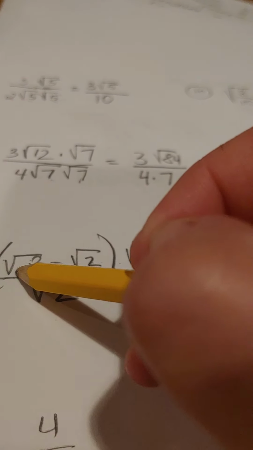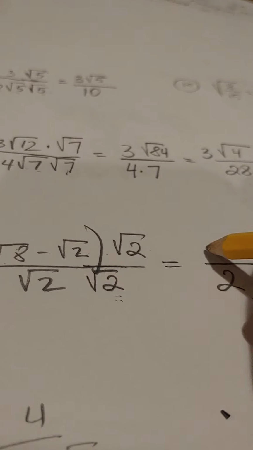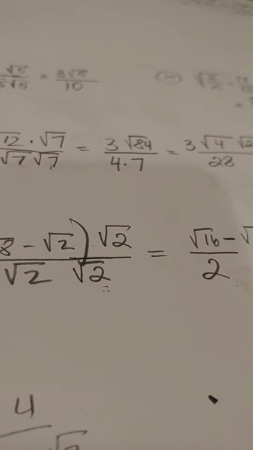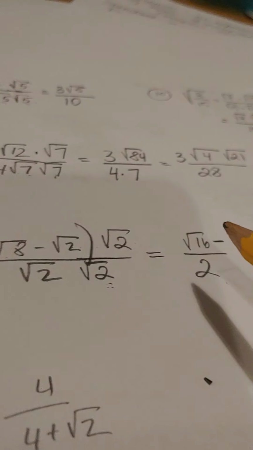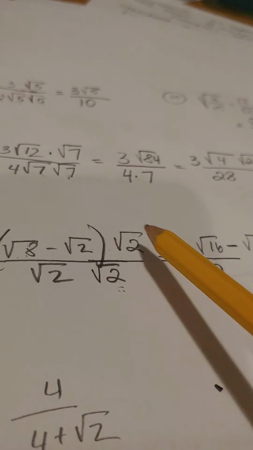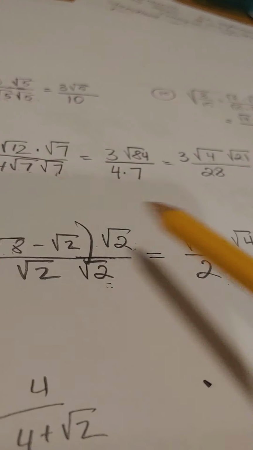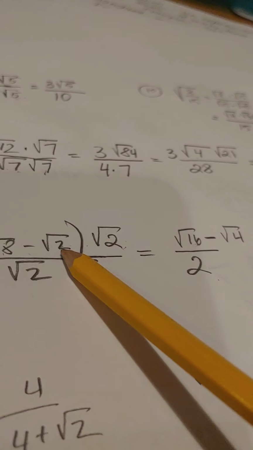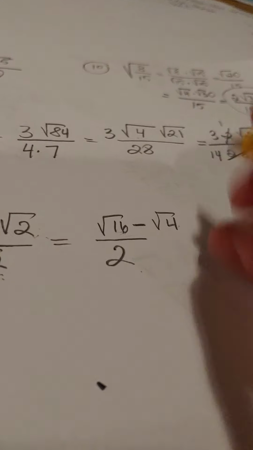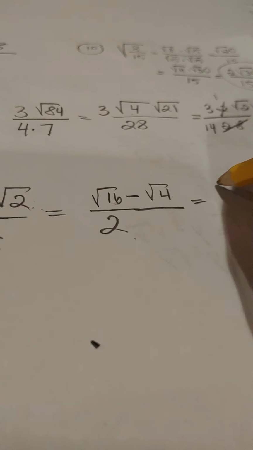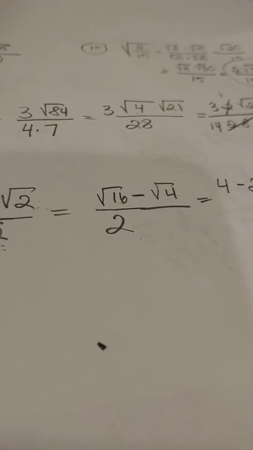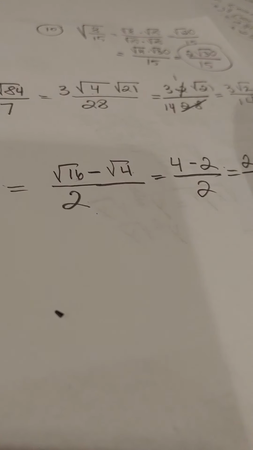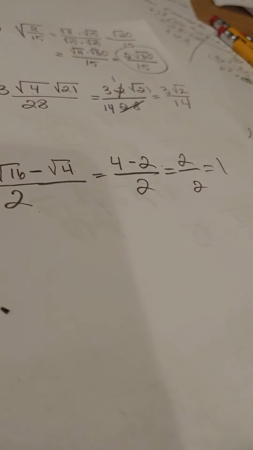So now square root of 8 times square root of 2 is square root of 16 minus square root of 4. Again, what we did, we multiplied square root of 8 by square root of 2. 8 times 2 is 16 under the square root. Negative 2 times 2 is 4, so it's negative square root of 4. Square root of 16 is 4 minus 2, because square root of 4 is 2, over 2. 4 minus 2 is 2, over 2 means 1.